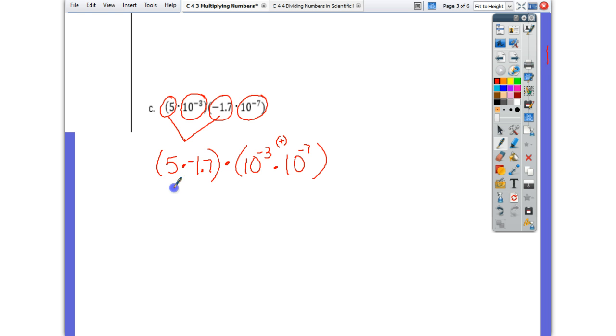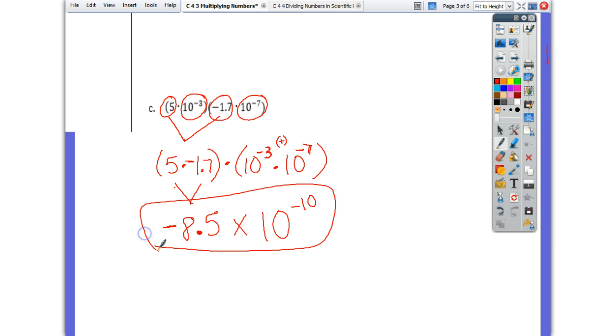All right, hopefully you multiplied. Here you got -8.5 times 10 to the -3 plus -7, which is the -10th power. So -8.5 times 10 to the -10. Done. All right, letter D. Another one.